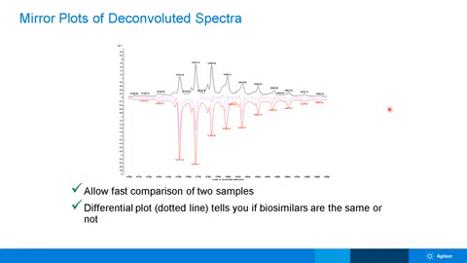Also, in BioConfirm, there are mirror plots of deconvoluted spectra. This allows for fast comparison of two samples. So here would be sample 1, sample 2. This dotted line here is a differential plot. This allows you to see if your biosimilars are the same or if they're different from each other.